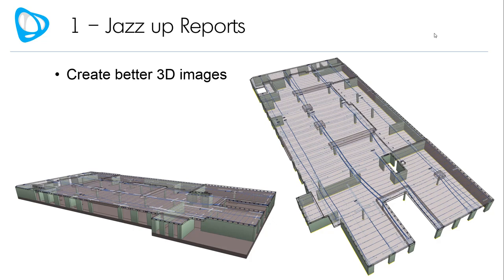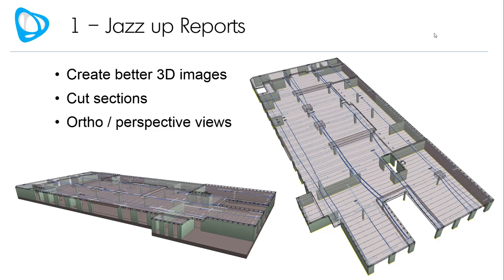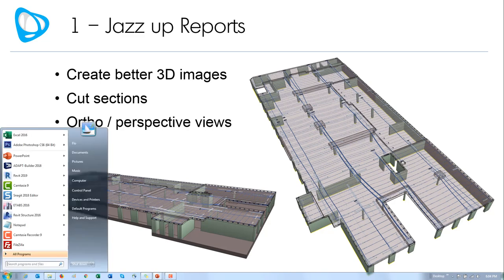Out of the box, you can use Visicon to create better 3D images. Besides just the raw 3D images, you can cut lots of different sections much easier, and you have the option to do both ortho and perspective views of your model. Let's go through a simple example.